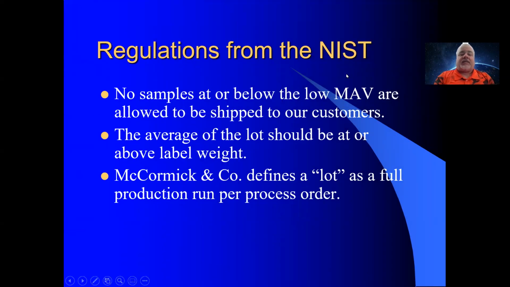Regulations from the NIST: no samples at or below the low MAV are allowed to be shipped to customers. The average of the lot must be at or above the label weight. Shouldn't say should, it should be must, really. McCormick and Company defines a lot as a full production run per process order. So you got a customer order, you run for that Costco order or that Safeway order, that full run.